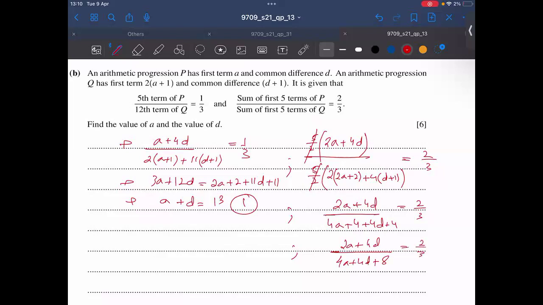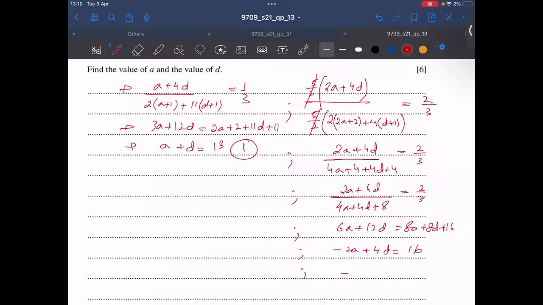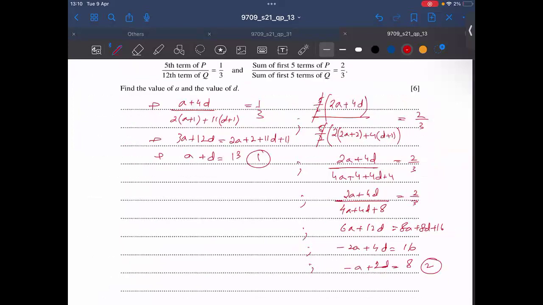It's going to be 4A plus 4D plus 8, equal to 2 over 3. So let me multiply: 6A plus 12D equals to 2 times 4 is 8A plus 8D plus 16. We're going to have then minus 2A plus 4D equivalent to 16. Dividing by 2, we're going to have then minus A plus 2D equivalent to 8. That is the second equation.